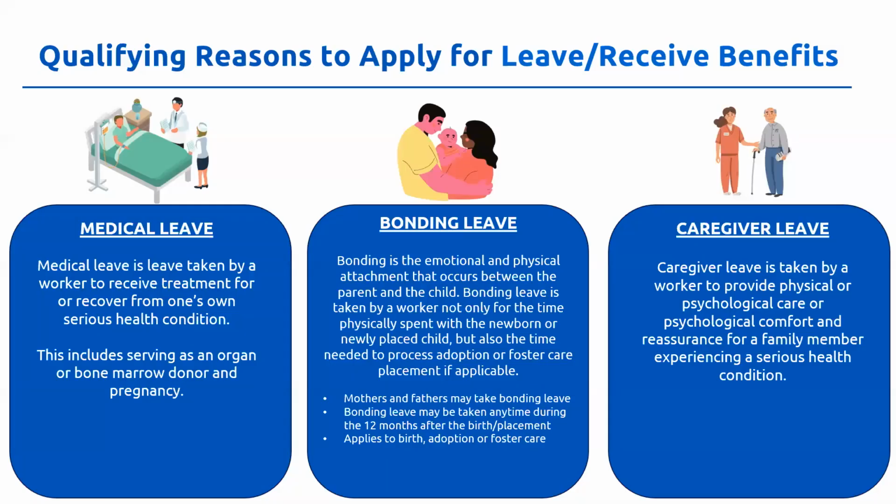So we have 6 different reasons that someone can apply for, you'll see it says leave or receive benefits. And the reason that we wrote it that way is the reasons you can apply for job protected leave under FMLA are the same reasons that you can apply for Connecticut paid leave benefits. The first is called medical leave. That's leave that a worker would take to receive treatment for or recover from their own serious health condition. And serving as a bone marrow or organ donor does qualify as a serious health condition, as does pregnancy.